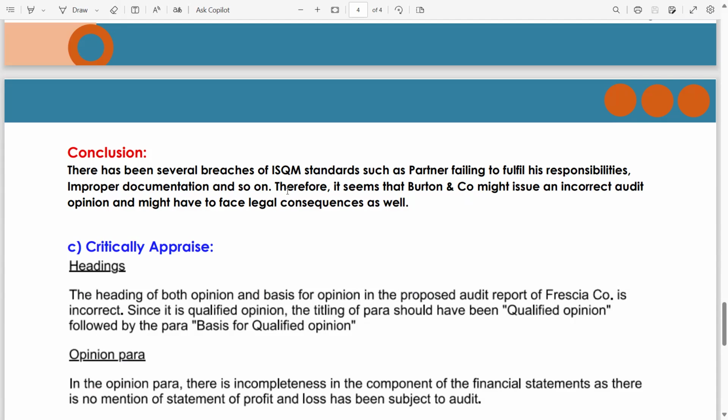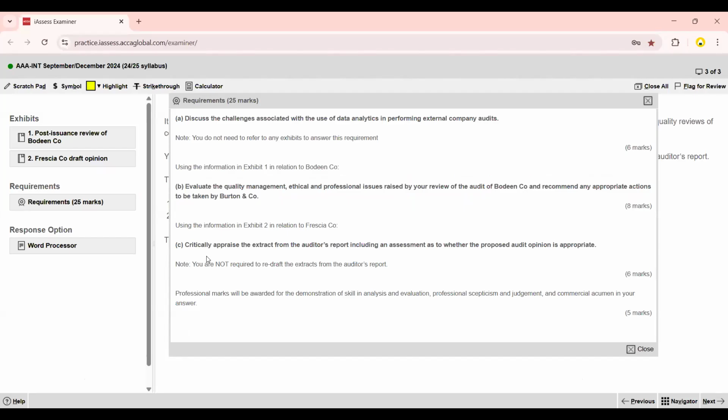Now, read the part C requirement first, then we will move to exhibit 2. Critically using the information in exhibit 2 in relation to Frescia company, critically appraise the extract from the auditor's report, including an assessment of whether the proposed audit opinion is appropriate. You are not required to redraft the extract.